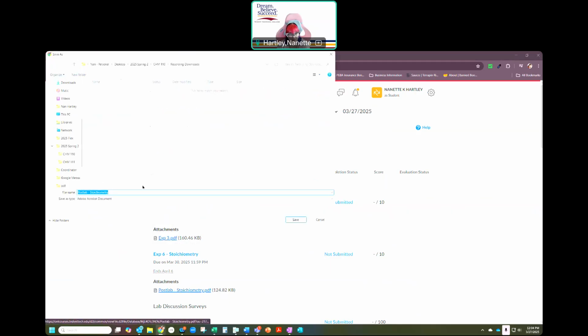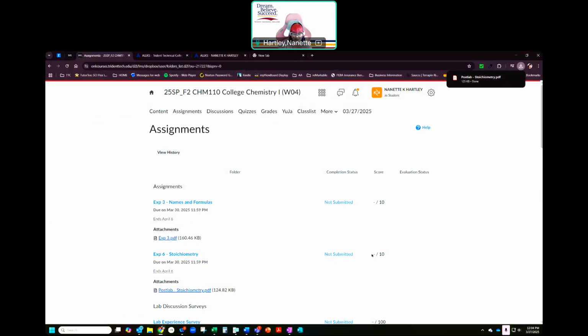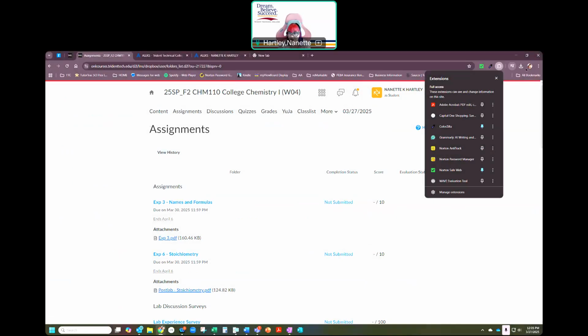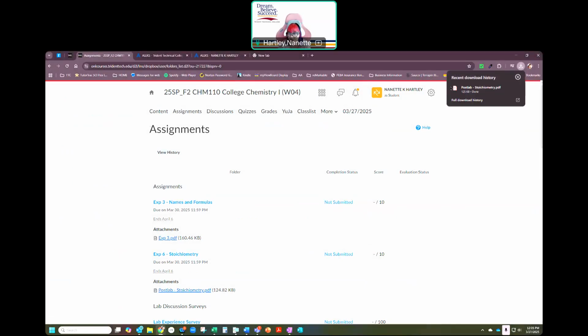Now I'm going to talk in detail about this one. The experiment 3 one is fairly simple. You just need to provide the names and or the formulas that they're asking for. For experiment 6, it's a little more complicated. So that's why I wanted to discuss this in a little more detail.